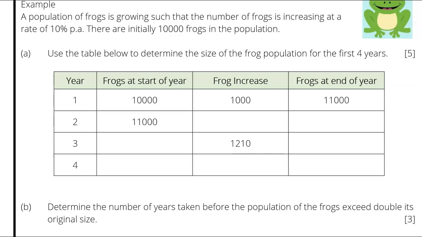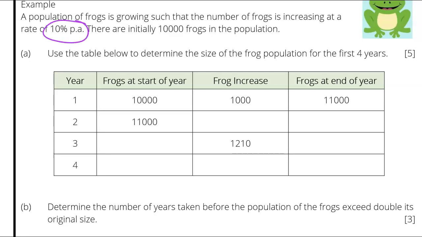Putting our results in a table. So in this example, it works in the same way. You've got this population, it's growing by 10%. So with compound interest, instead of a population of 10,000 frogs, it'd be $10,000 growing by 10%. Exactly the same idea.